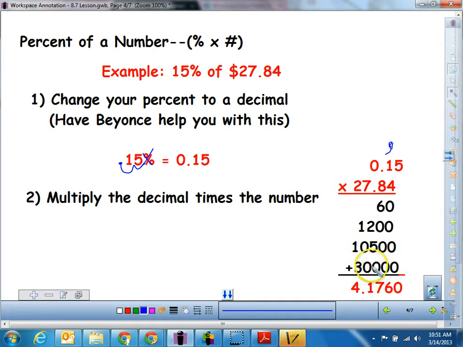So I've got 1, 2, 3 zeros that I add. And 2 times 5 is 10. Put a 0 down and a 1 up. 2 times 1 is 2, plus 1 is 3. So now I add them all up, and when I do that, I get 41760.